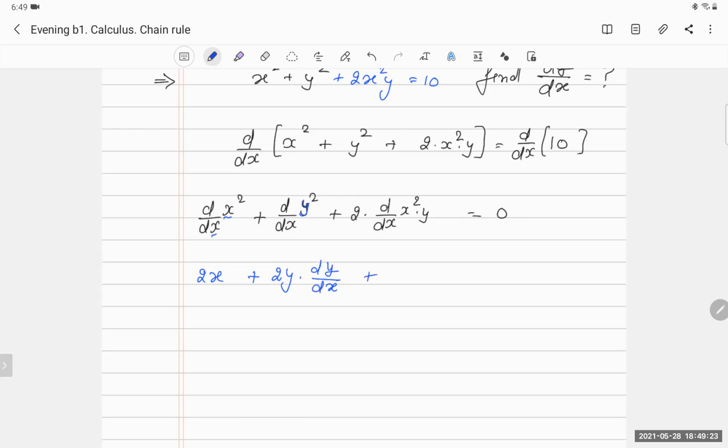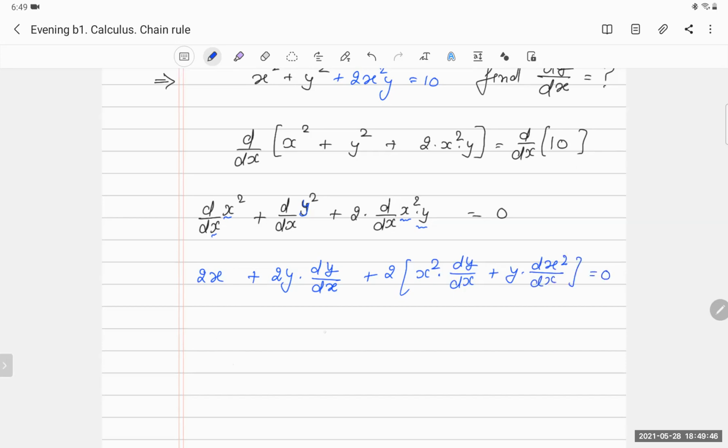Okay. Now, here I'm getting two functions. One function is x square, the other function is y. So I will use the product rule. What is my product rule? I will keep x square as it is with dy by dx, plus I will keep y as it is with the derivative of x square, which is 2x. And d by dx of 10 equals 0.